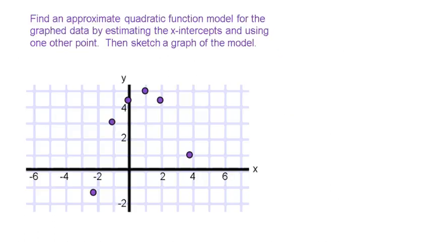Next, find an approximate quadratic function model for the graph data by estimating the x-intercepts and using one other point. Well, I'm going to estimate my x-intercepts here. It looks like we have one here at, we'll call it, x is equal to negative 2. And it looks like we have another one here at x is equal to 4. And do we have one other point? Yeah. This vertex here looks pretty solid. Looks like the point 1 comma 5.